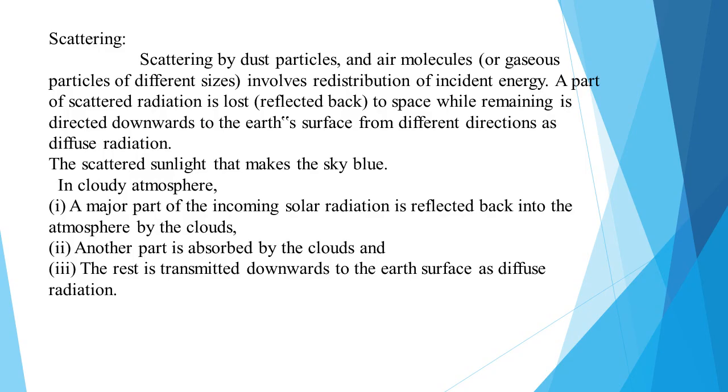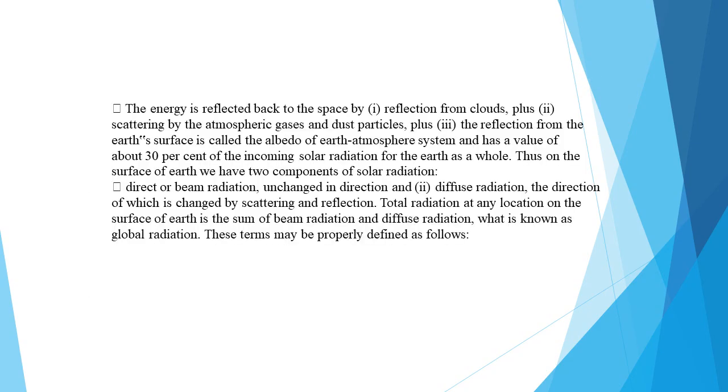In a cloudy atmosphere, a major part of the incoming solar radiation is reflected back into the atmosphere by the clouds. Another part is absorbed by the clouds and the rest is transmitted downward to the Earth's surface as diffuse radiation. The energy reflected back to space by reflection from clouds plus scattering by the atmospheric gases and dust particles plus the reflection from the Earth's surface is also called the albedo of the Earth-atmosphere system and has a value of about 30% of the incoming solar radiation for the Earth as a whole.